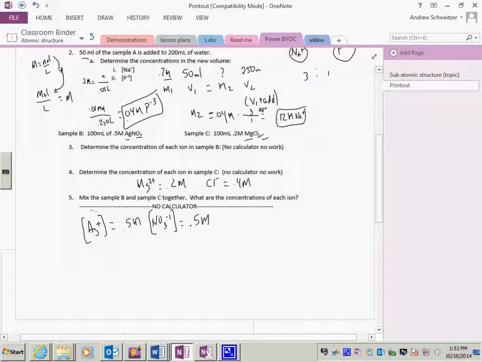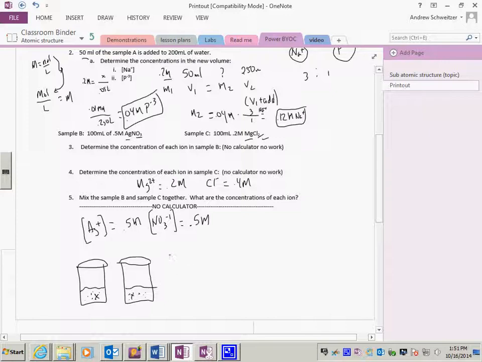All right, number 5, mix samples B and C together. What are the concentrations for each ion? Again, no calculator. So in this case, I have a smaller beaker with 100 milliliters in it, and it's got some ions present in it. And I have another beaker with another 100 milliliters. And again, the fact that there are more ions there doesn't really matter. I'm doubling my volume. By doubling my volume, I will be cutting my concentrations in half, as long as there is not some of X in both sides.